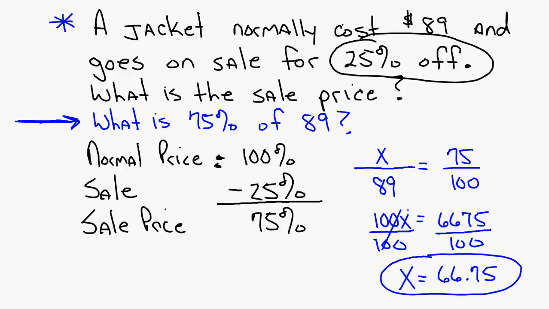Anybody confused on how to set that problem up? If something goes on sale for 25% off, you have to subtract that from 100%. So you'd only be finding 75% of the original cost. Okay?